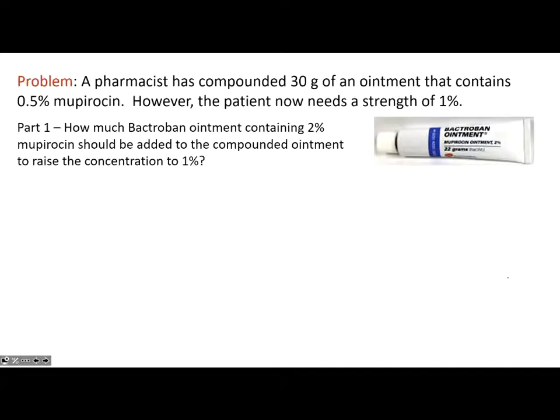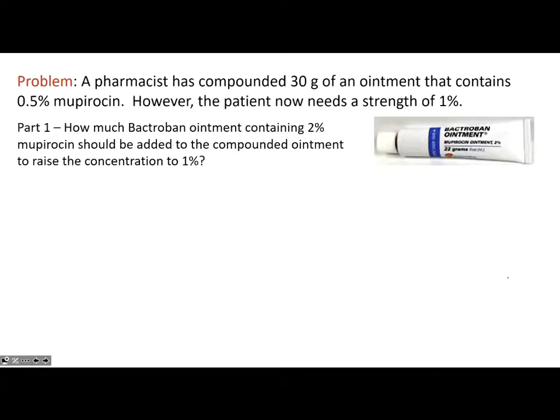And I like some of these questions, so let's do this one. It says, a pharmacist has already compounded 30 grams of an ointment that contains 0.5% mupirocin. However, the patient now needs 1%. So we have a cream that's not concentrated enough. It's only 0.5%. We now need it to be 1%. What could we do? Well, let's add some drug to it.